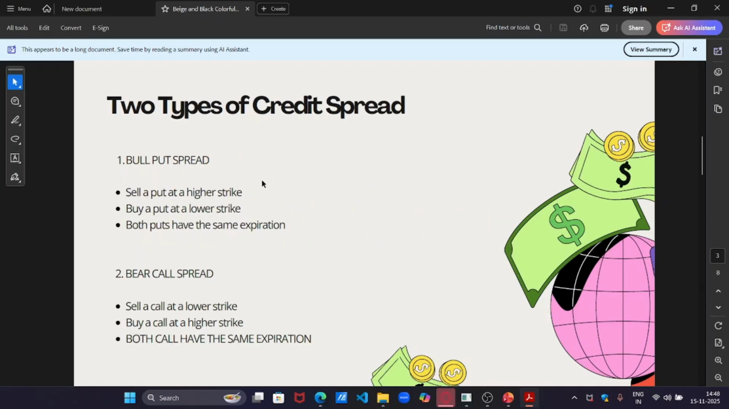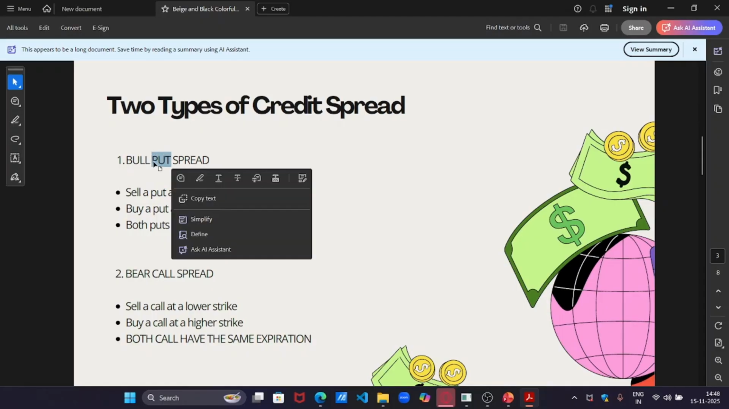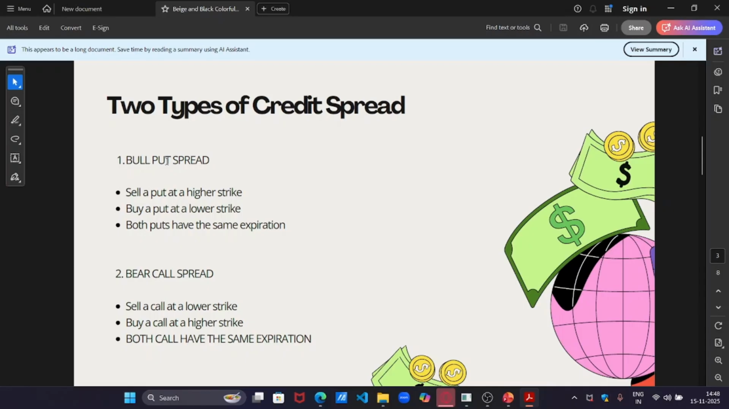Now there are two types of credit spread. One is the bull put spread and the other one is the bear call spread. Bull put spread, as the name suggests: if you are bullish, if your bias is towards the upside, then you will form a bull put spread. In this case you create legs with put options. You sell a put option and you buy a put option, and a spread has multiple legs, more than one leg.